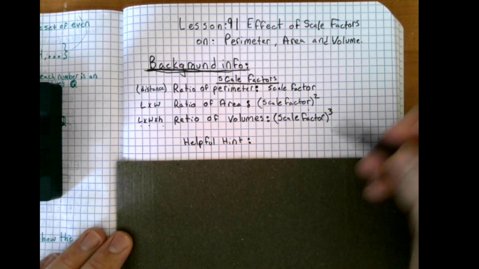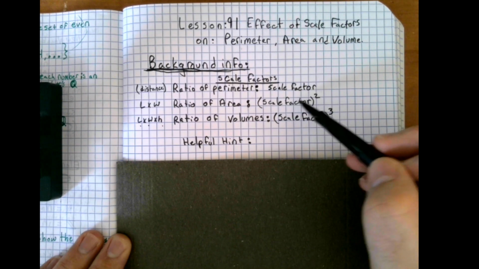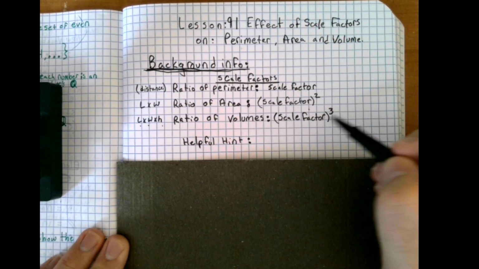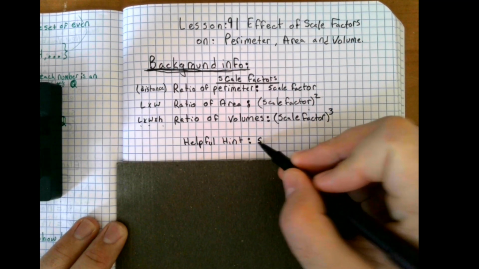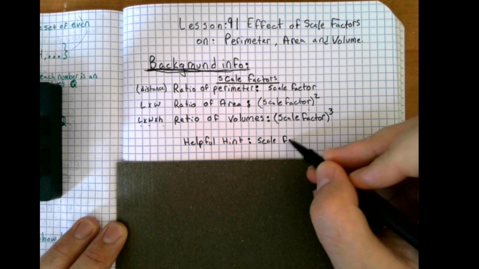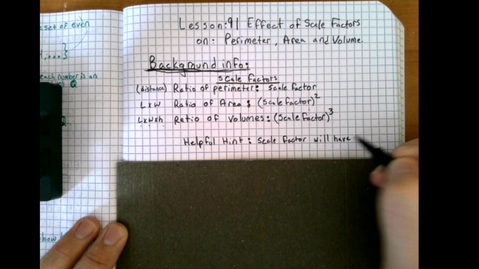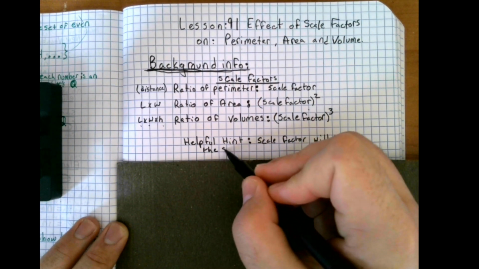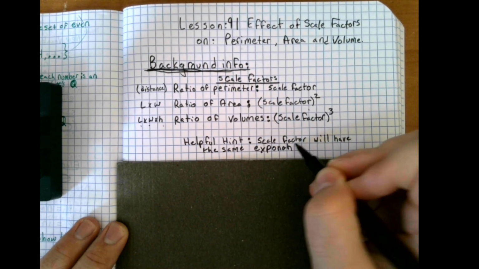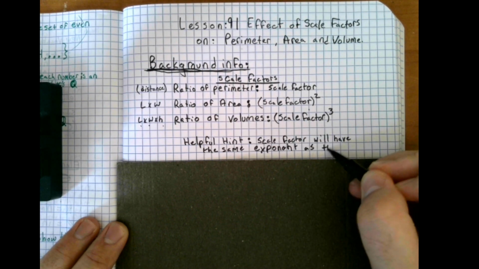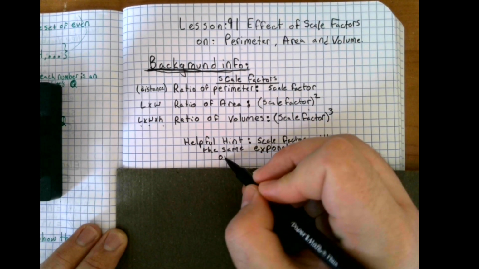Now, one thing that we can notice is that here we have our normal scale factor, our scale factor squared for area, and our scale factor cubed for volume. So a helpful hint of how to remember that is that our scale factor will have the same exponent as the unit of the shape.